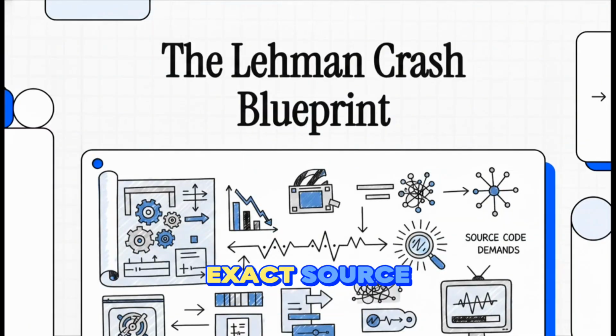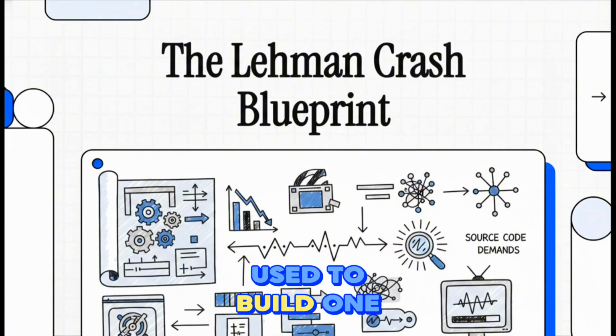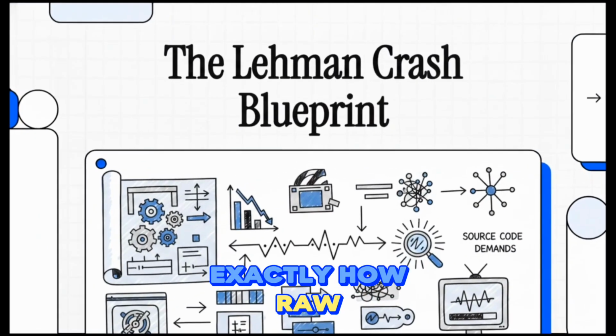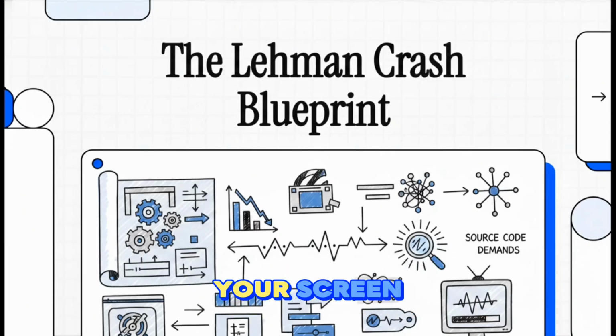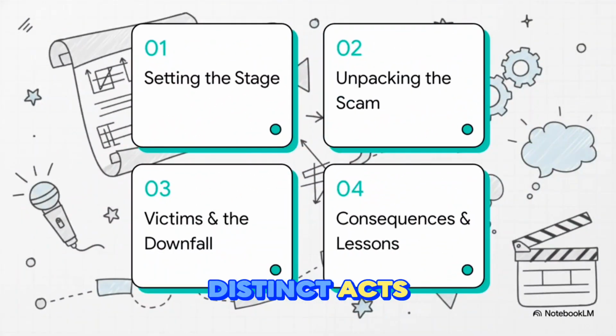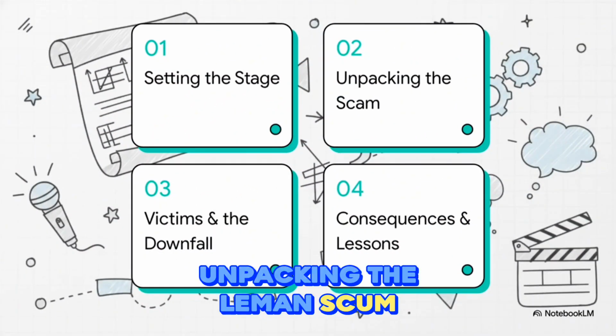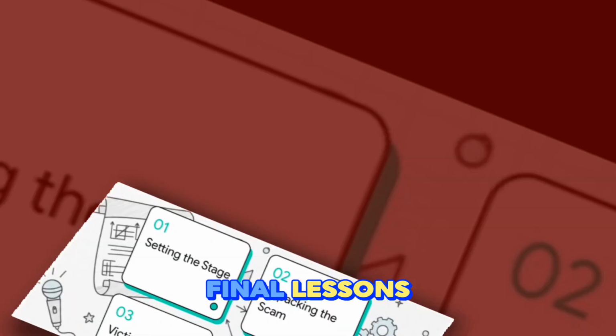Well, we've got the exact source code for this explainer, the creative requirements and structural demands used to build one of these narratives right from the ground up. We're going to break down exactly how raw historical data is manipulated, paced, and styled to keep you absolutely glued to your screen. Our path today is mapped out into 4 distinct acts. We've got setting the cinematic stage, unpacking the Lehman scam, victims and the downfall, and finally, consequences and final lessons.